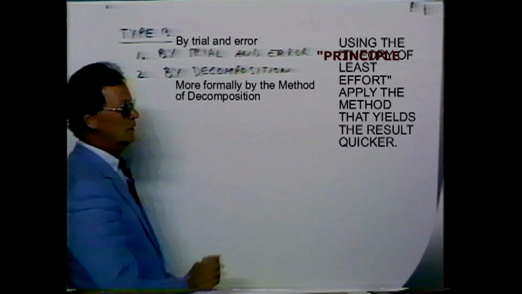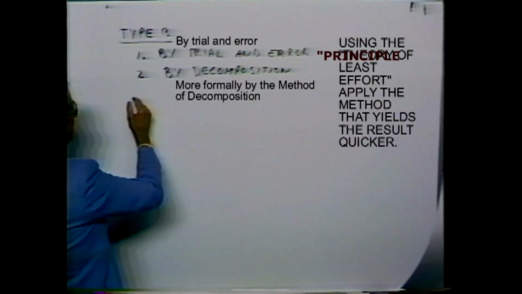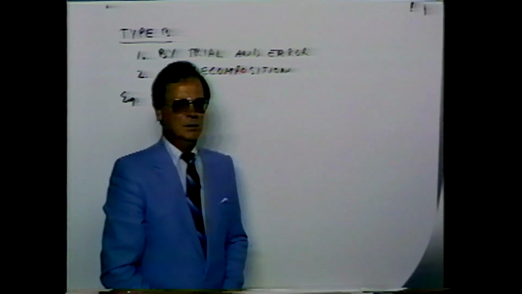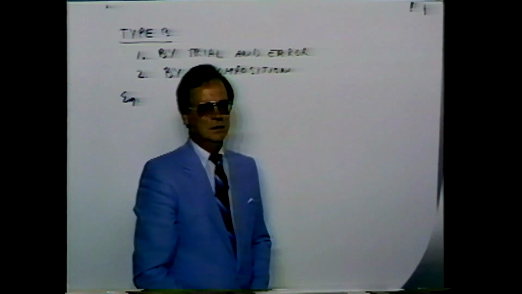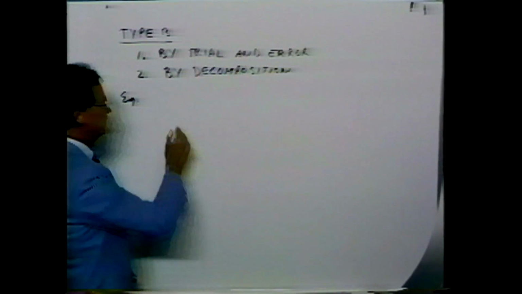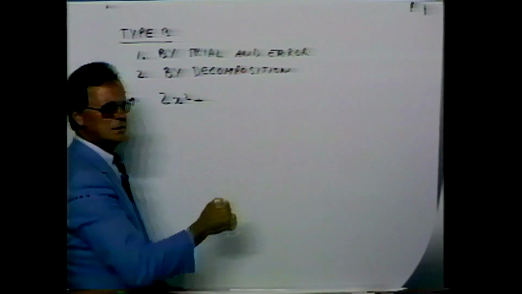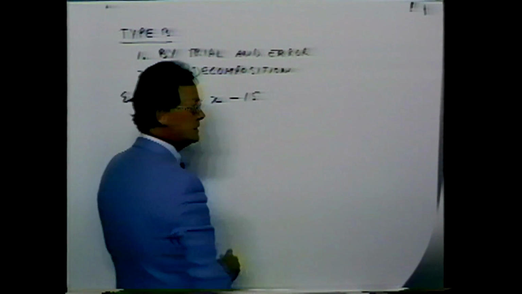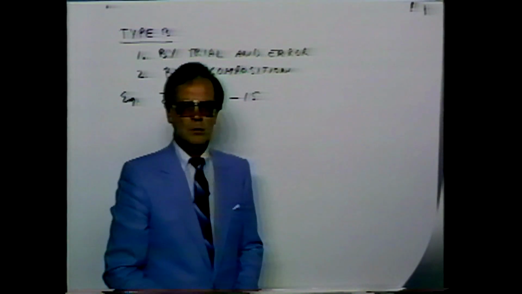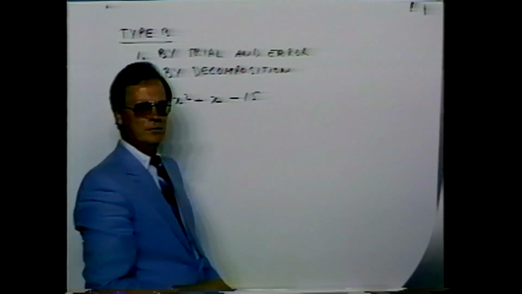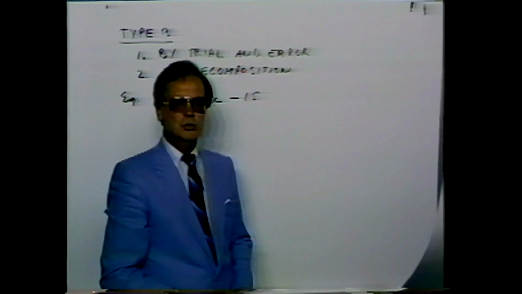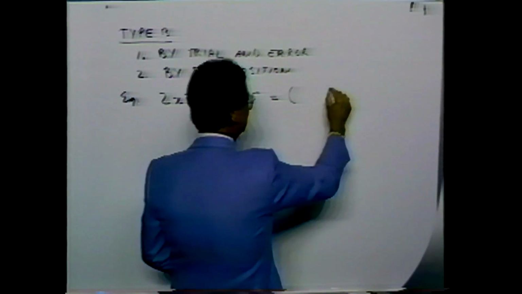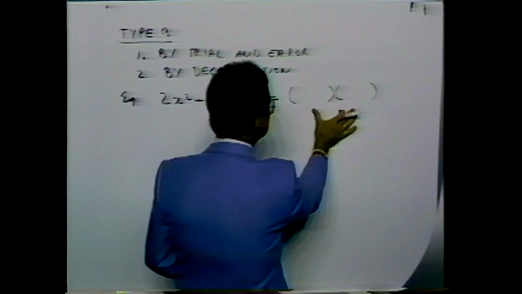In method number 1, let's take, for example, the trinomial I gave you earlier in this lecture, which was 2x squared plus x minus 15. Now, as I explained earlier, the only way you can get a trinomial of this type is to multiply two binomial factors. It stands to reason, therefore, that the answer will have this form.